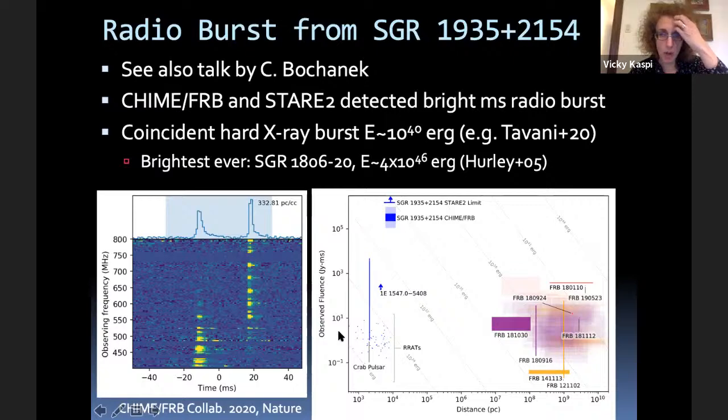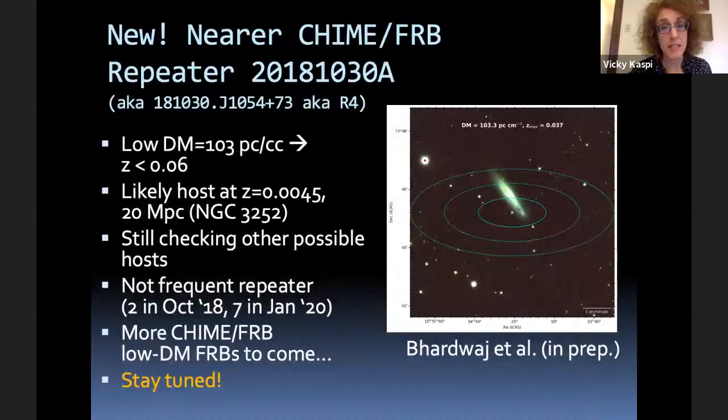You can see here a plot of the radio fluence versus distance, these are lines of constant burst energy. And you see it's still a little low compared to even the lowest energy FRBs that we know of, but it sure is very suggestive that at least some FRBs are magnetars. The brightest ever X-ray burst seen from a magnetar was 10 to the 46 ergs. So we are starting to have a really good chance of detecting X-ray bursts from FRBs.